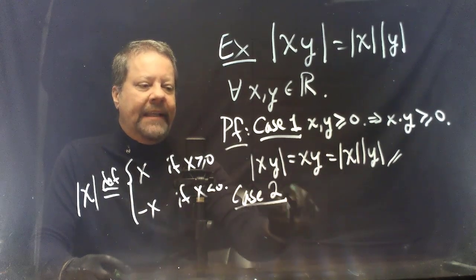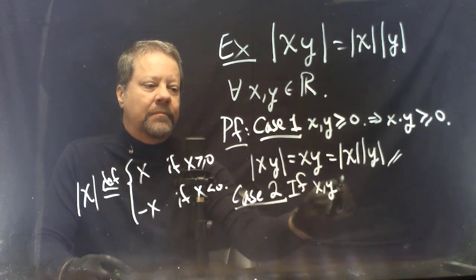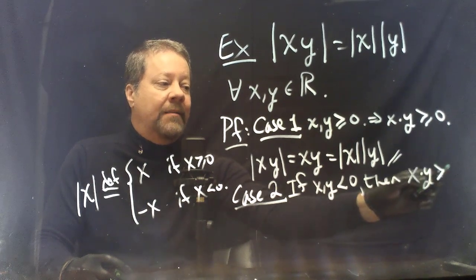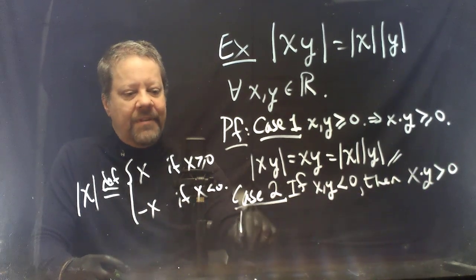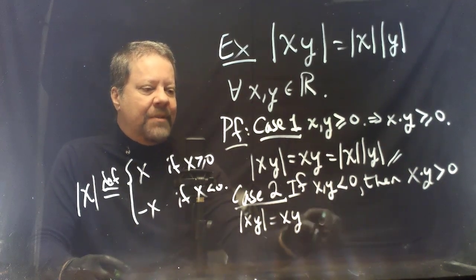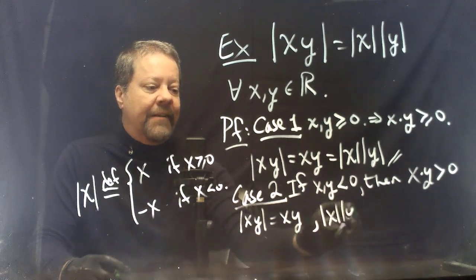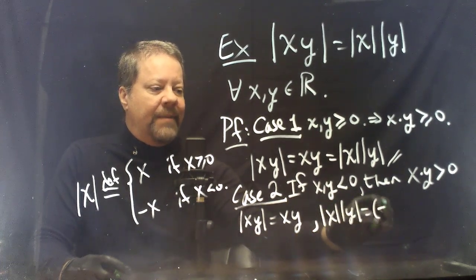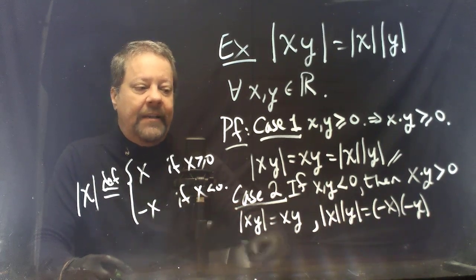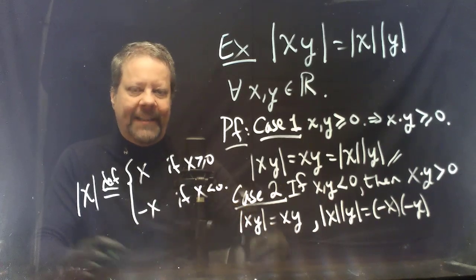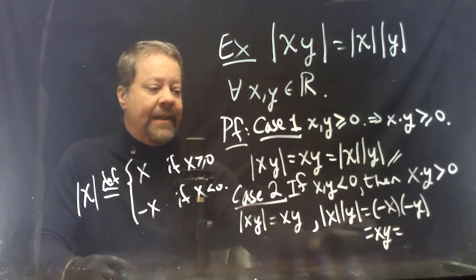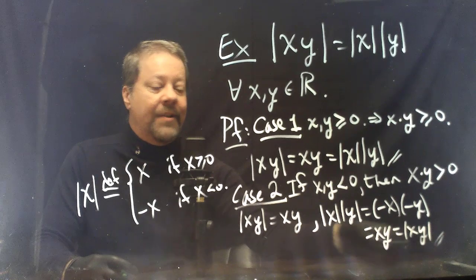Let's suppose that they're both negative. If they're both negative, then x times y will be positive. So the absolute value of xy will be xy. But what is the absolute value of x times the absolute value of y? Well, that's going to be negative x times negative y. What does the absolute value do to things that are negative? It outputs the negative of the negative, making it positive. But here we have negative times negative, which is xy. We already know that's equal to the absolute value of xy. And so that's the end of case 2.